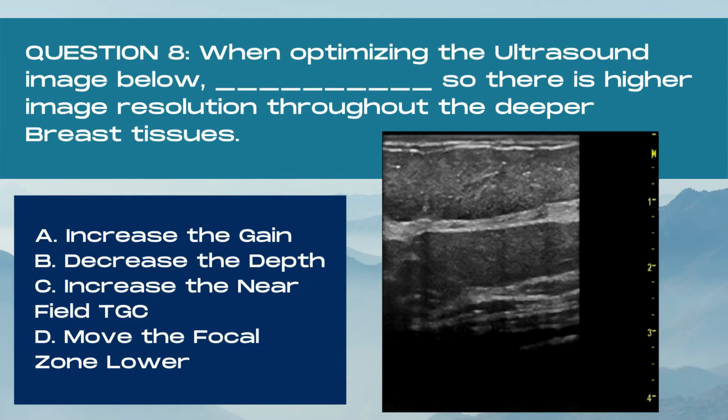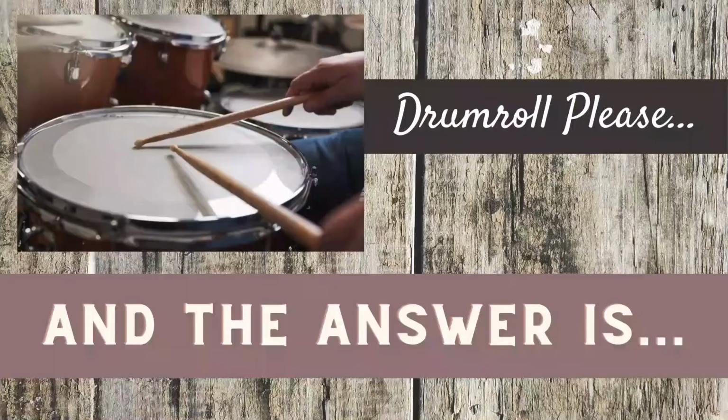Question 8. When optimizing the ultrasound image below, blank, so there is higher image resolution throughout the deeper breast tissues. A. Increase the gain. B. Decrease the depth. C. Increase the near field TGC. Or D. Move the focal zone lower.